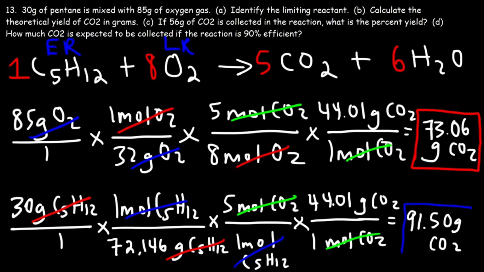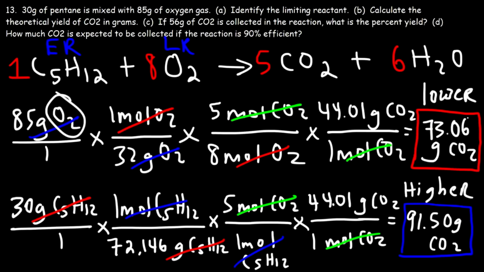So as you can see, once you do it this way, automatically you know which one is the limiting reactant. The limiting reactant is the reactant that generated a lower theoretical yield. The excess reactant produces a higher theoretical yield. So O2 was the reactant that gave us this number. So thus O2 is the limiting reactant. And the other one, pentane, is the excess reactant in this example.